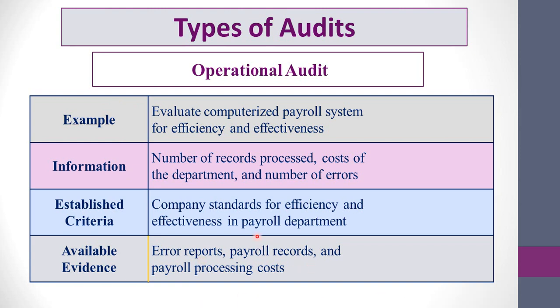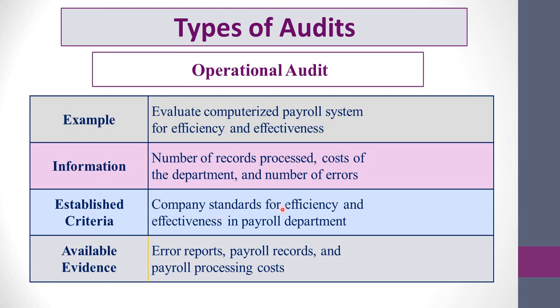يبقى لو هنعمل evaluating الكمبيوترايز system اول حاجه الاوديتور لازم يحدد the auditor should gather 3 more types of information. اول حاجه هيجمع الانفورميشن اللي هتكون available بالنسبه له او الانفورميشن المفروض تكون متاحه اللي هي number of record process والcost of the department والnumber of errors. طيب الكرايتيريا اللي هو هيقارن بيها عشان يبقى متأكد ان الانفورميشن دي is a good information or the acceptable information.